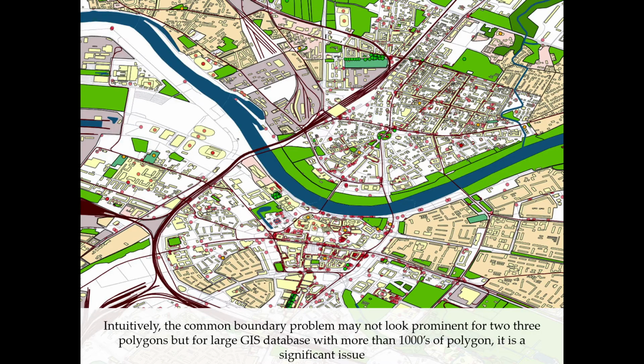So we can ask, what's the issue with storing the data twice? The common boundary problem may not look prominent for 2 or 3 polygons, but for a large GIS database with more than thousands of polygons, it is a significant issue. More data will be consumed.